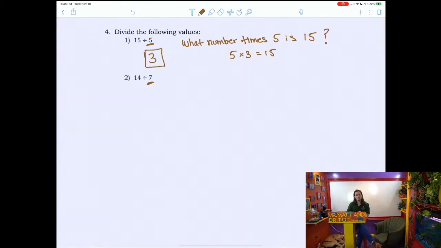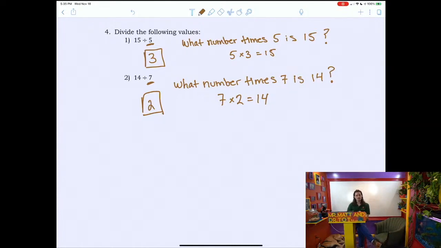So that's a quicker way to start thinking about these problems. You can invert them and ask yourself what number times the value would give you the other number. So for example, 14 divided by 7, we can think of as conversely, what number times 7 is 14? Try and say it right that time. What number times 7 is 14? That's 2. 7 times 2 is 14. So 14 divided by 7 is 2.